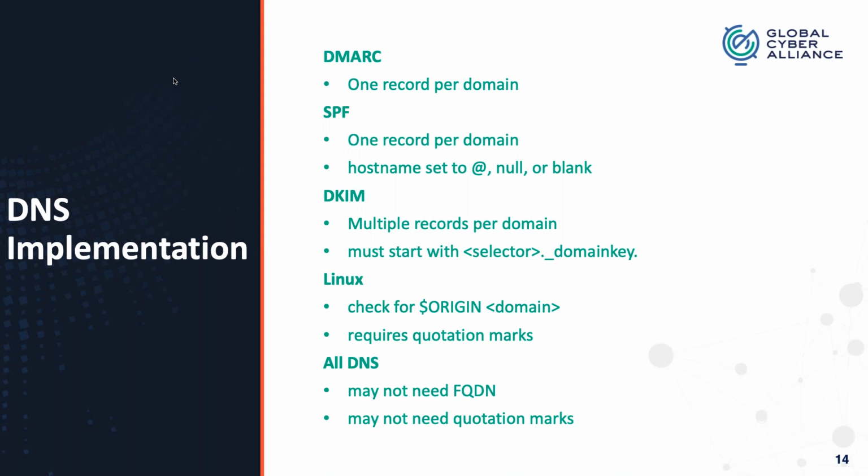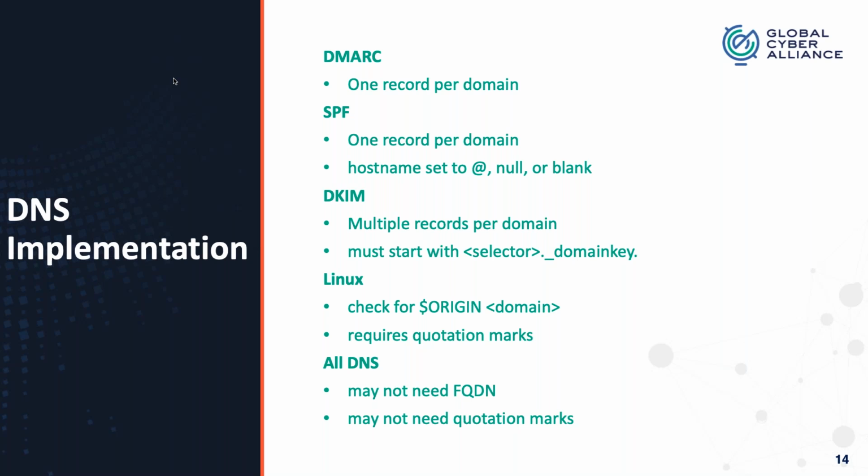DKIM, you can have multiple records, but the key thing is it must start with a selector ._domainkey and then your domain name. What's the selector? That depends on what you define it to be. If you're creating your own keys, your selector can be whatever you want. Google uses TXT records, and by default they use google as the selector, but they give you the option to change it. And we do recommend that you change it. Don't just use google_. Change the selector to something else.